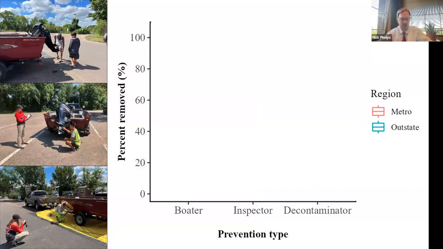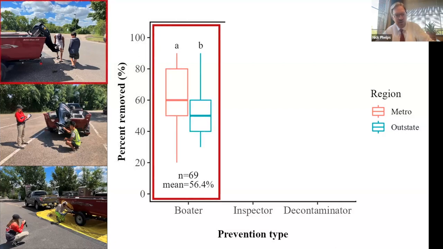We also broke this out by region of participants, the Twin Cities metro region versus outstate, greater Minnesota. And you'll see some differences here in just a second. I should point out that with regards to decontamination, this step was just their hand removal, their visual observation and removal by hand. It does not account for their hot water step, which we'll present in just a minute.